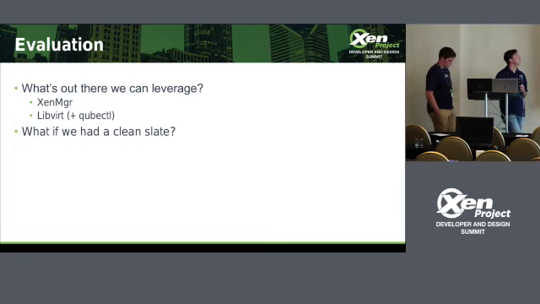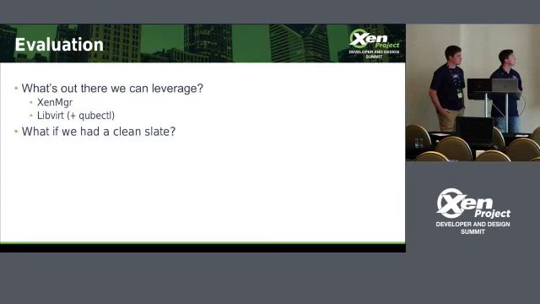Okay, so we evaluated some things. We didn't want to start from scratch if we didn't have to. So we essentially looked at what's already there. In OpenXT, there's XenManager, which is a tool stack that's been in place for quite some time. It's written in Haskell. And then libvirt, and I think the obvious piece of libvirt that lends itself to client virtualization is the Qubes patches on top of it. So Qubes control and all that.